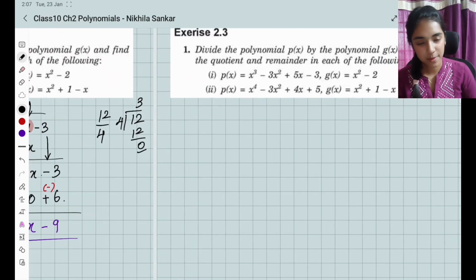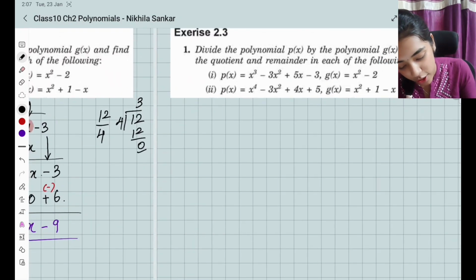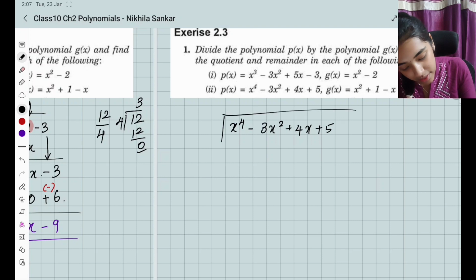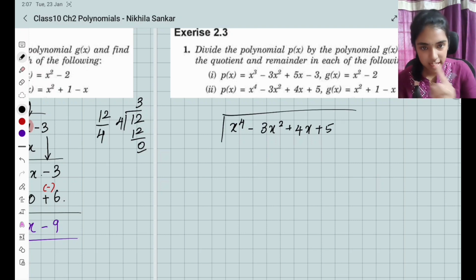Now let's solve the second subsection. You will understand this better. So you have p of x, which is going to be x power 4 minus 3x square plus 4x plus 5, divided by x square plus 1 minus x. I'll write this in the first order.